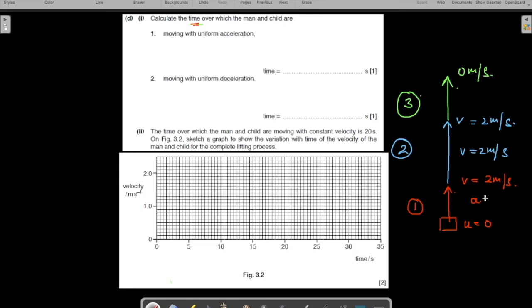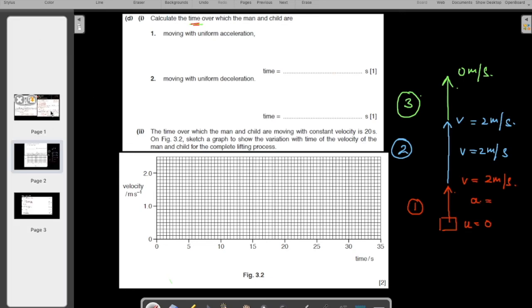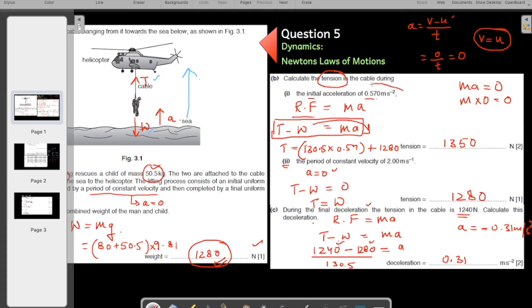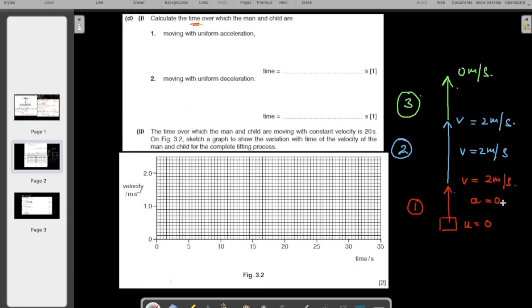You know the acceleration value. The acceleration value is given already in the previous question. You have calculated it. No, it was already given. 0.57 meters per second square was the acceleration. So you know the acceleration, you know the initial velocity and the final velocity.